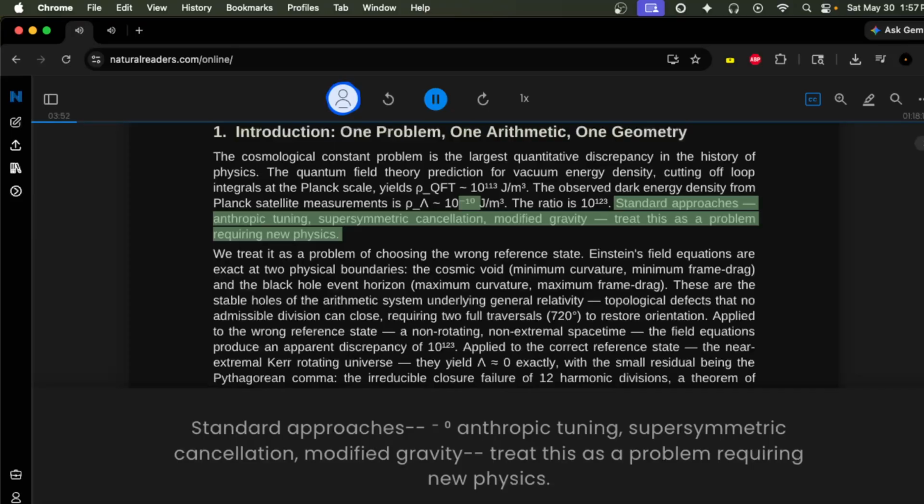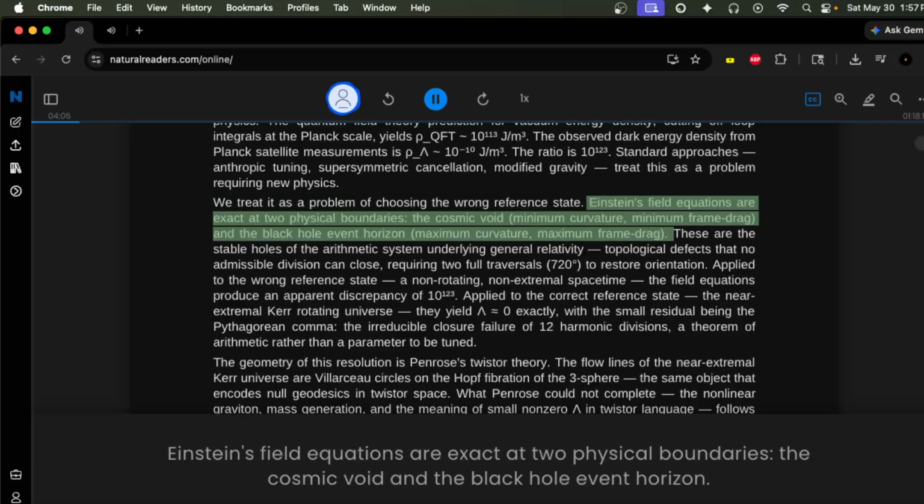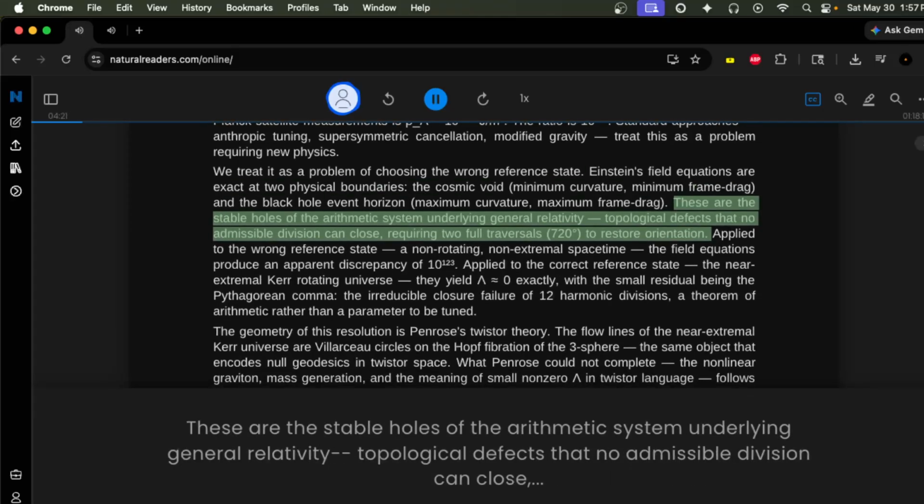Standard approaches, anthropic tuning, supersymmetric cancellation, modified gravity, treat this as a problem requiring new physics. We treat it as a problem of choosing the wrong reference state. Einstein's field equations are exact at 2 physical boundaries, the cosmic void and the black hole event horizon. These are the stable holes of the arithmetic system underlying general relativity, topological defects that no admissible division can close, requiring 2 full traversals to restore orientation.